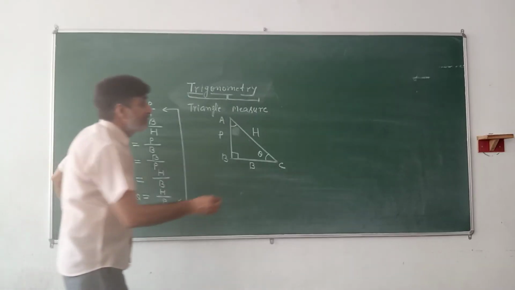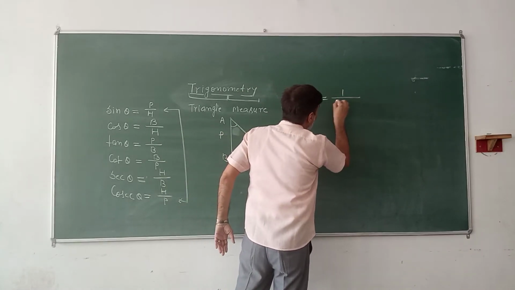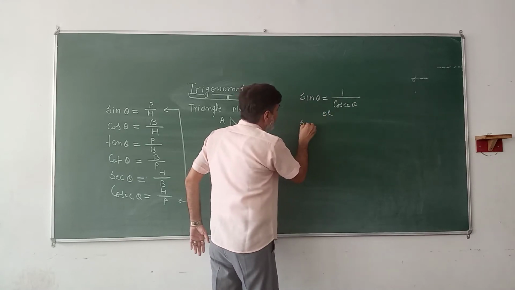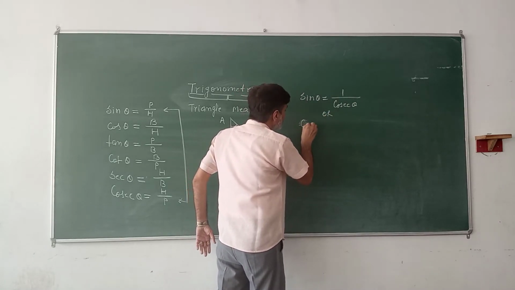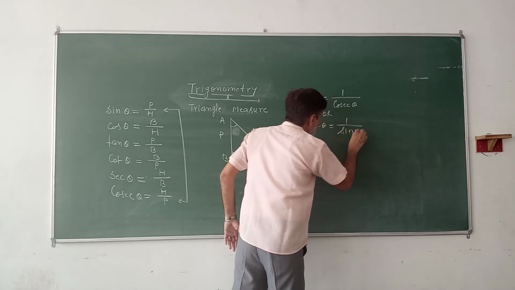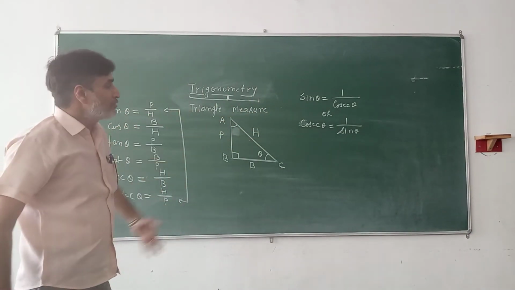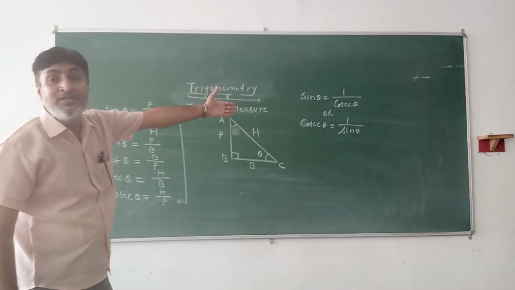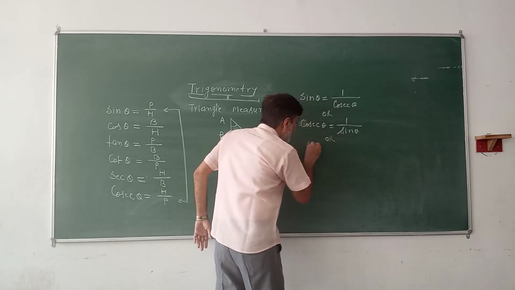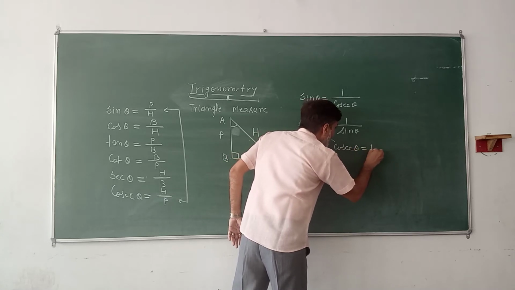We can say that sin theta equals 1 upon cosec theta, or cosec theta equals 1 upon sin theta. Since sin theta and cosec theta are reciprocal to each other, we can write that the product of these two must be equal to 1. So this can be written like sin theta into cosec theta equals 1.